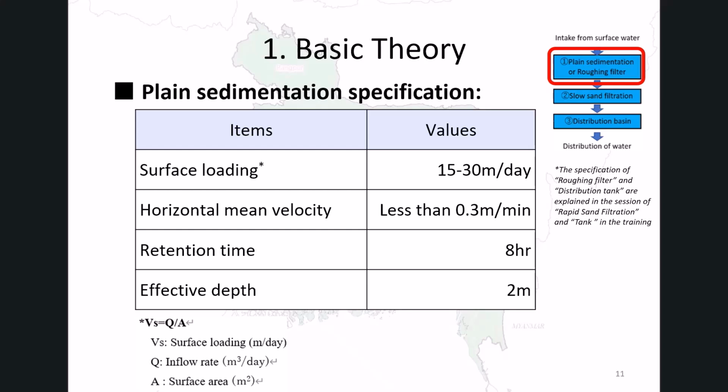They determine whether sedimentation can reduce turbidity sufficiently before filtration. If turbidity remains high at this stage, the slow sand filter will clog quickly and biological activity will be disturbed.